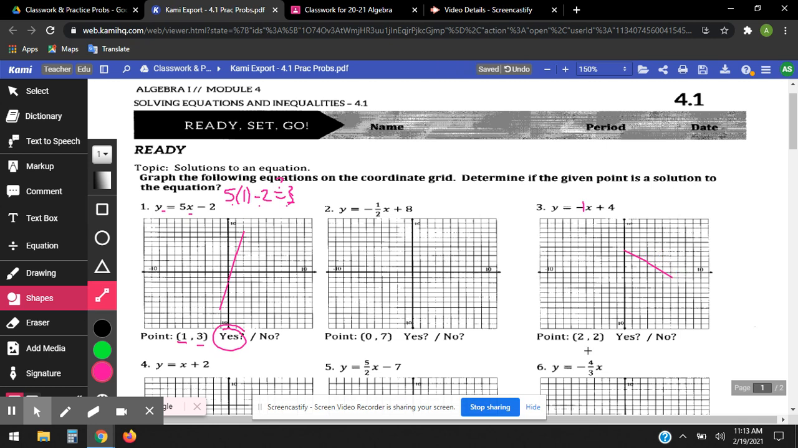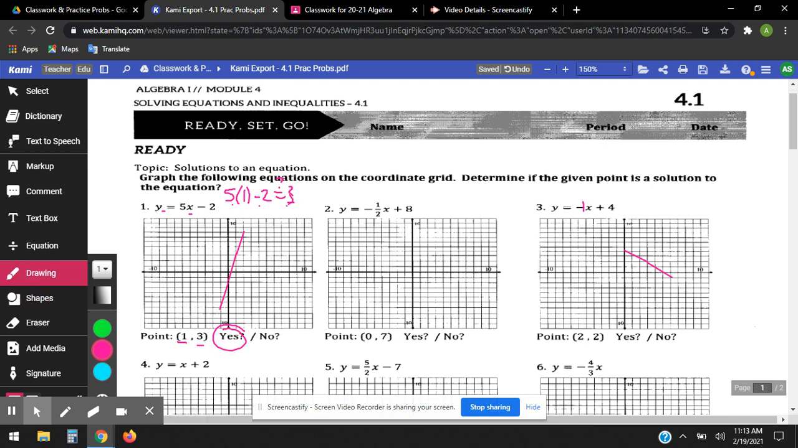My question was 2 comma 2. So I can go over here and say 2, 2. Doesn't look like it's on my line, but let me double check. If I do -2 plus 4, does that equal 2? Well, in this case, it actually does. So it looks like my line is just a little off with my graph on here, but my equation shows that 2 equals 2. So that would be a yes. So that's why it's always good if your graph may or may not be accurate.